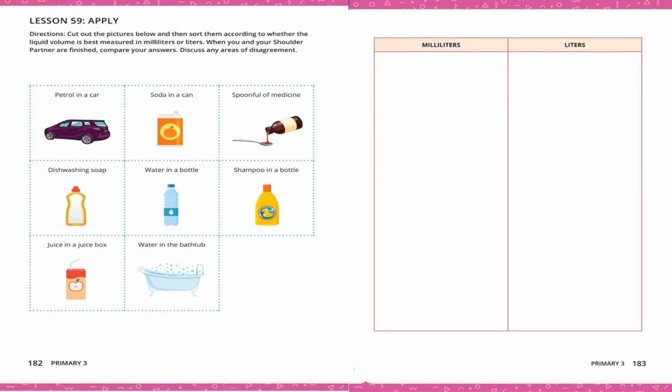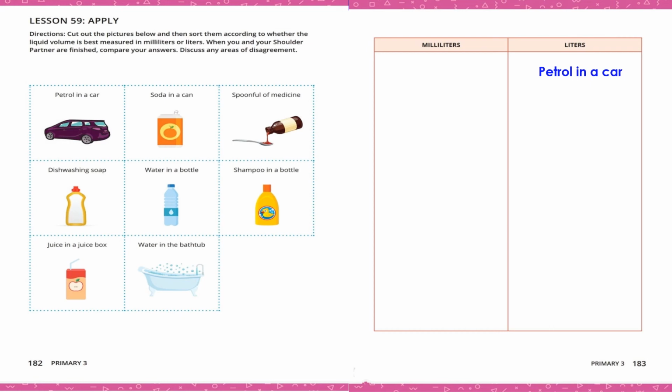Let's start with the apply part of lesson 59. Here we have some pictures and we wanted to know the suitable unit to measure each one. It's a liter or milliliter. Picture number 1, petrol in a car. We will use what? Liter or milliliter? It's a large amount or small amount? The car has a large container, so it's a large amount. The petrol, it's a large amount, so we will use liters.